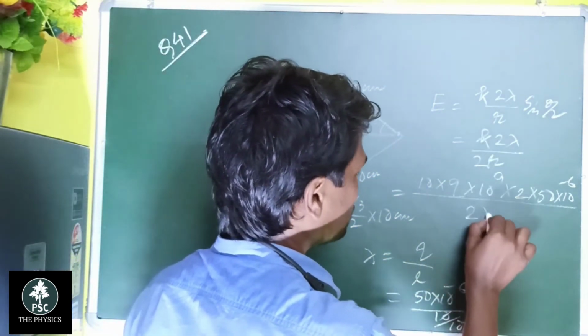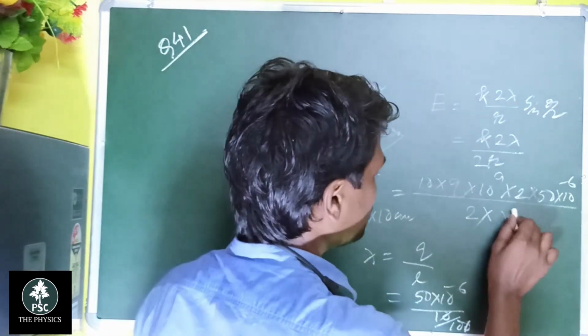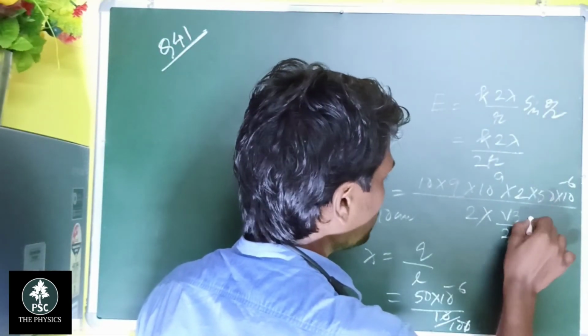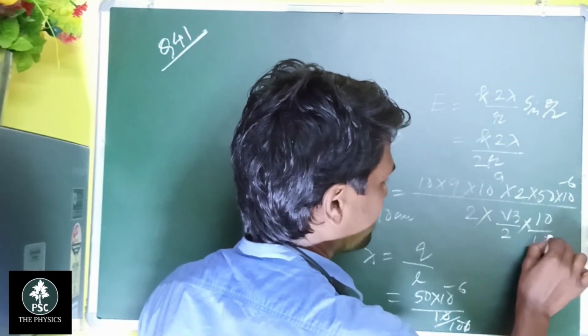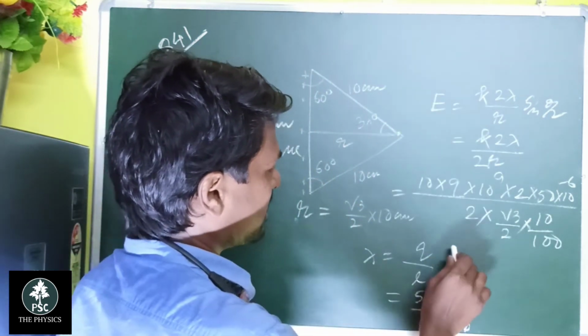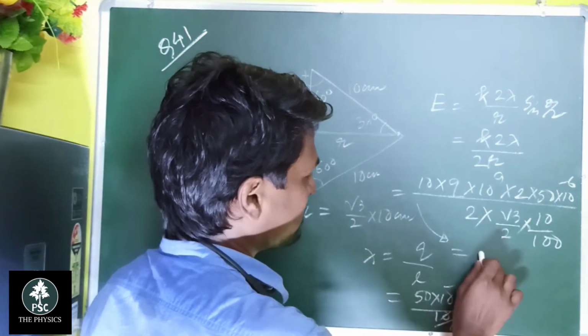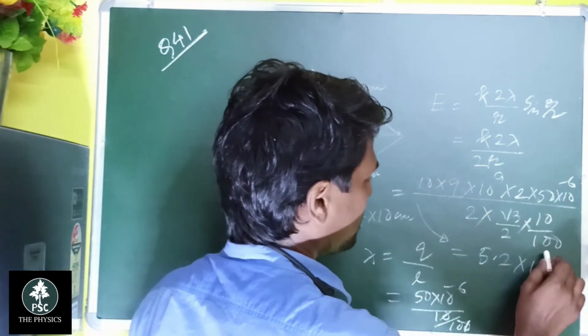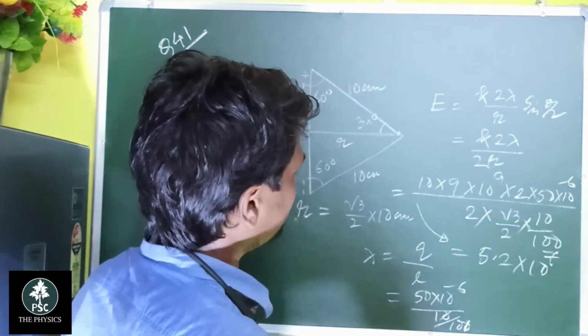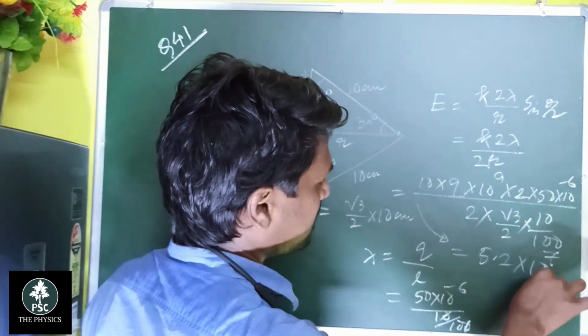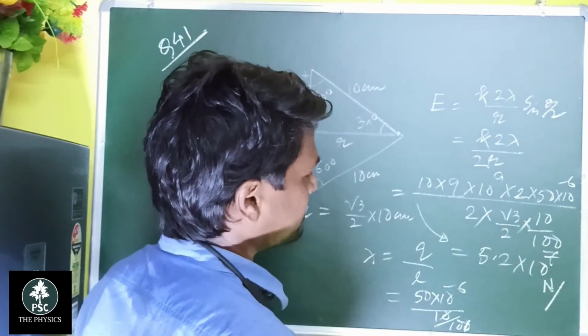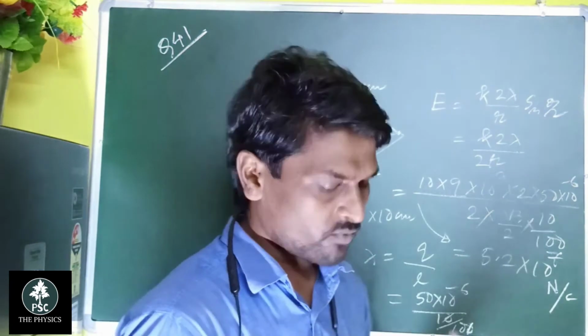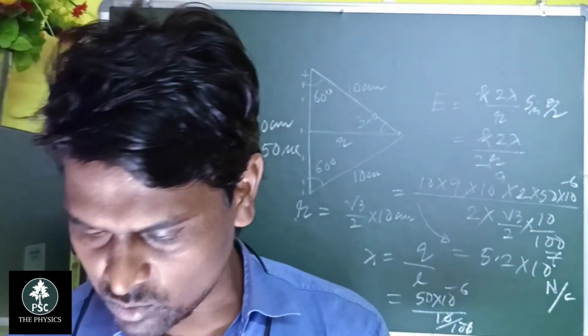So this is 10 by 2 into r. So r equals root 3 by 2 into 10 centimeter, so 10 by 100 meter, and you can calculate this one and get 5.2 into 10 to the power of 7. The unit of electric field, obviously, is Newton by Coulomb. So 5.2 into 10 to the power of 7 Newton by Coulomb.